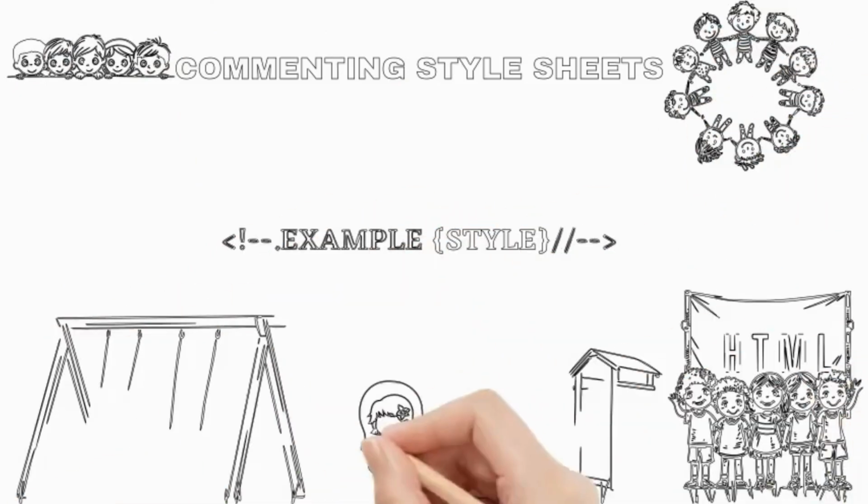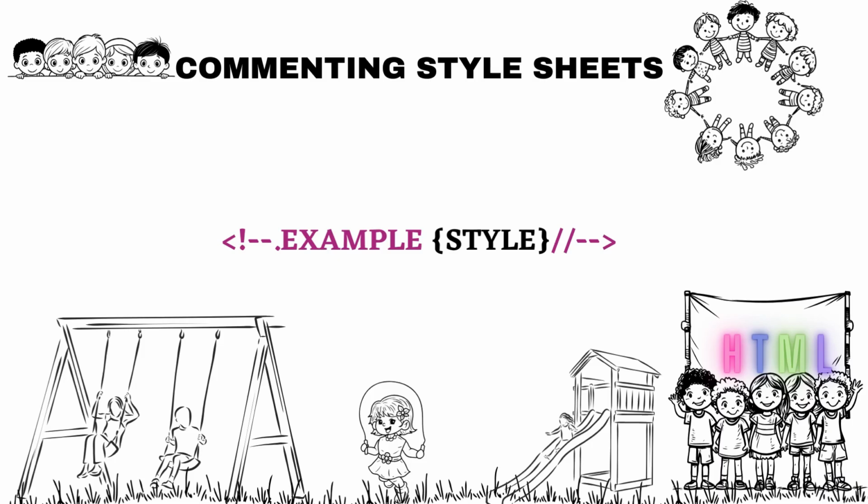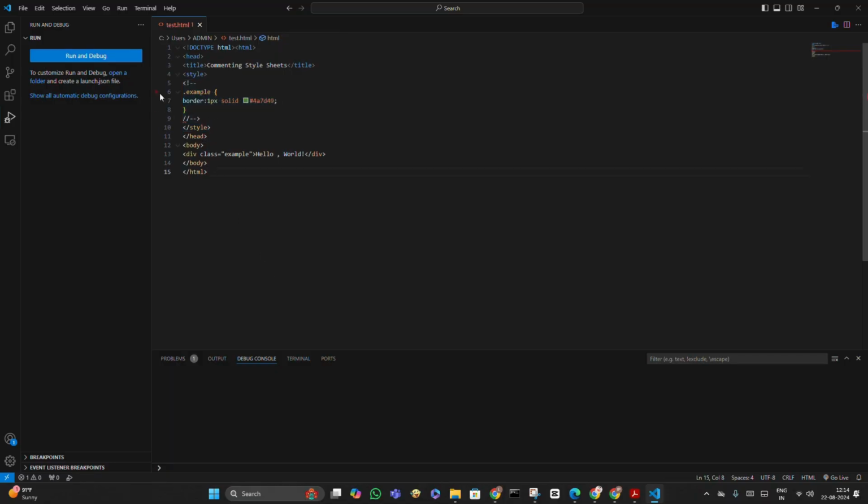Similarly, when using cascading style sheets (CSS) in your HTML, it's recommended to wrap the style code in comments for older browsers. This practice ensures that your styles are interpreted correctly even by older browsers.